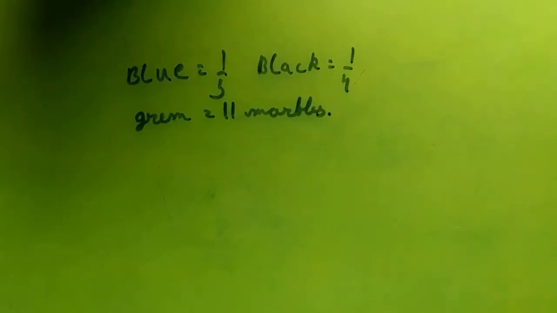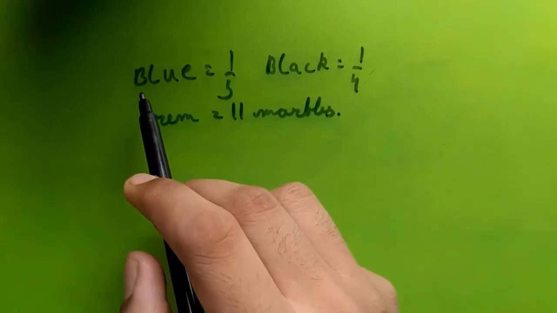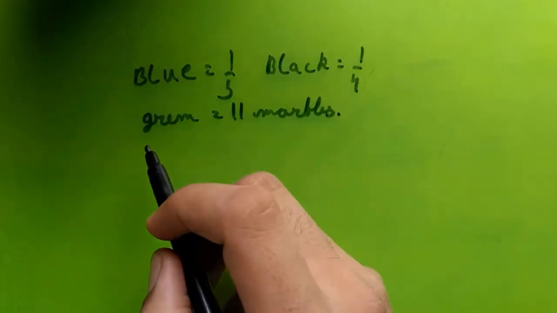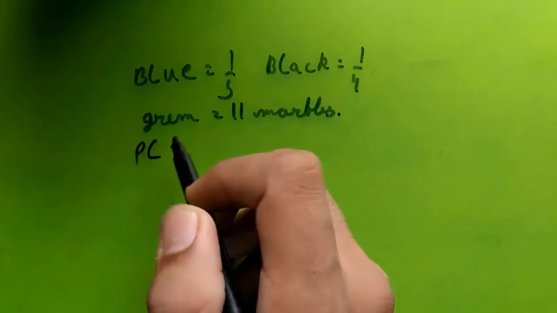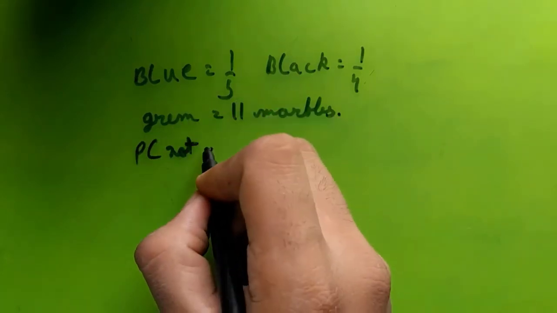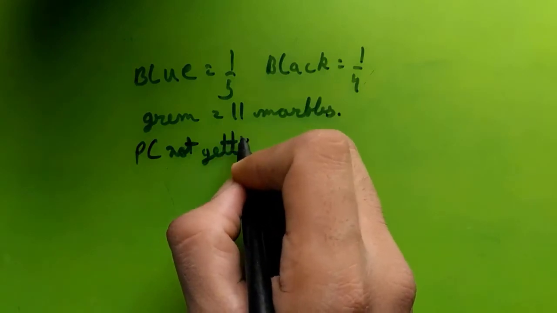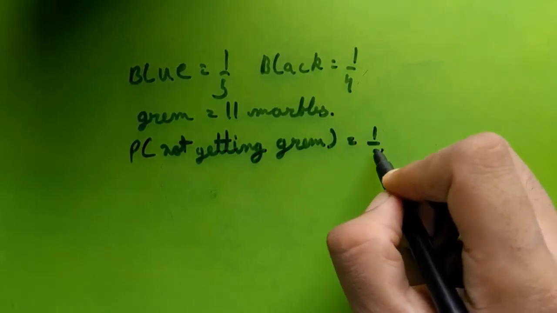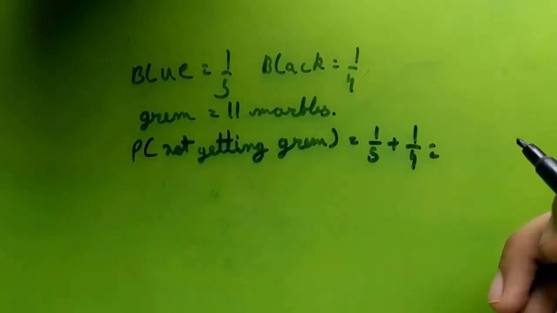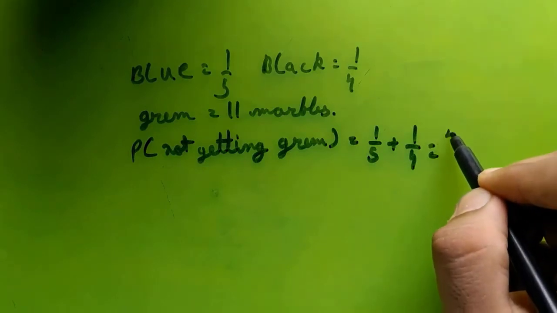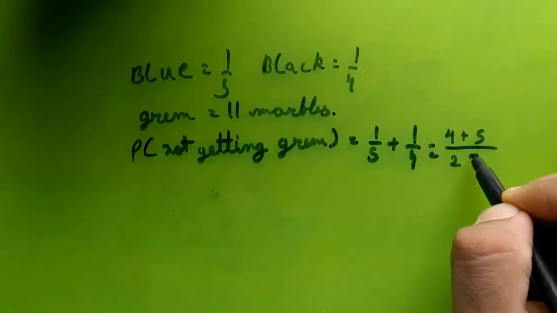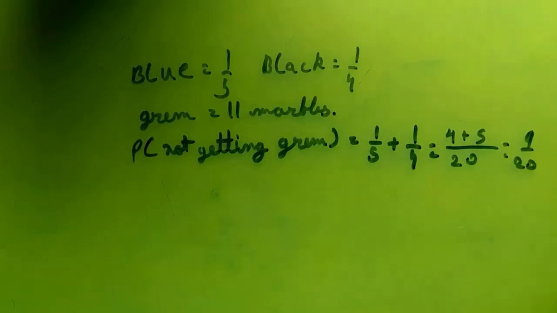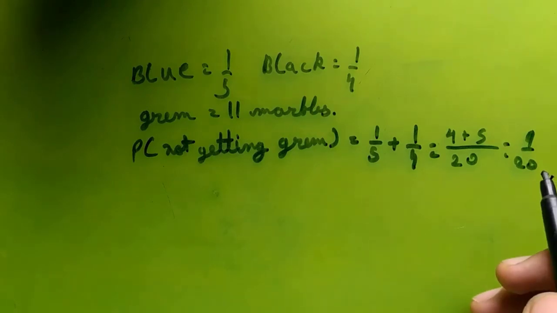We know that the probability of not getting a green marble will be equal to the sum of the probability of getting blue and black marbles. Probability of not getting green is equal to 1 by 5 plus 1 by 4, is equal to 4 plus 5 upon 20, 9 by 20. Therefore, probability of not getting green marbles is equal to 9 by 20.